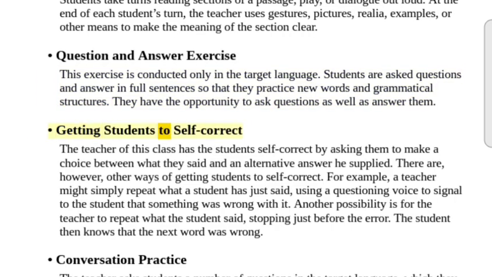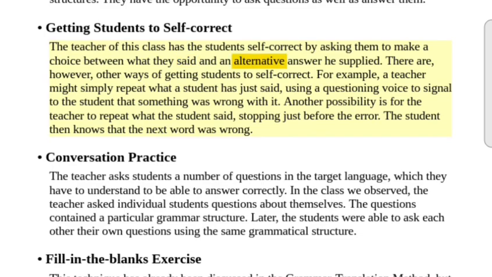Getting students to self-correct. The teacher of this class has the students self-correct by asking them to make a choice between what they said and an alternative answer he supplied. There are, however, other ways of getting students to self-correct.